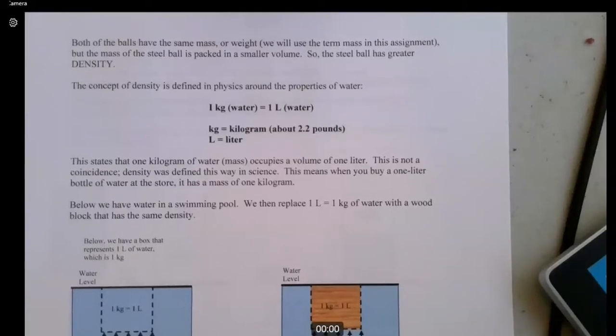And this is the relationship. 1 kilogram of water equals 1 liter. And a kilogram is about 2.2 pounds. And you know what a liter is. You've bought soft drinks that are liter bottles, so you have a sense of what that is. So this states that 1 kilogram of water mass occupies a volume of 1 liter. This is not just a coincidence. Density was defined this way in science. This means that when you buy a 1 liter bottle of water at the store, it has a mass of 1 kilogram.